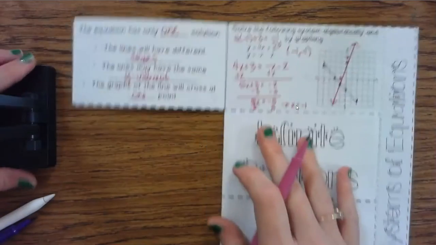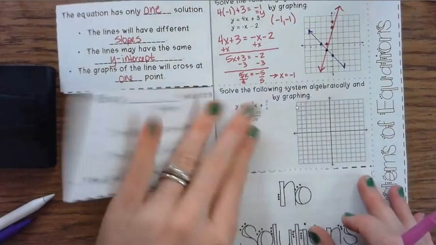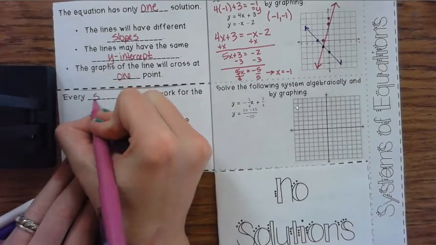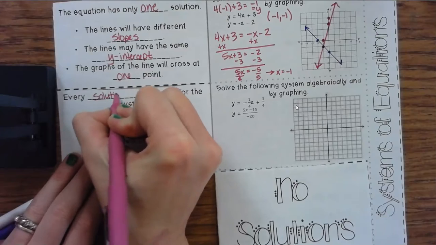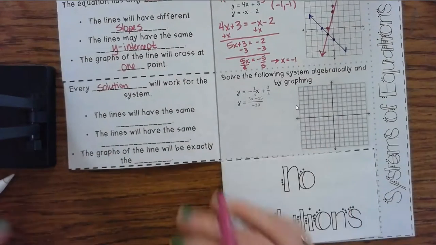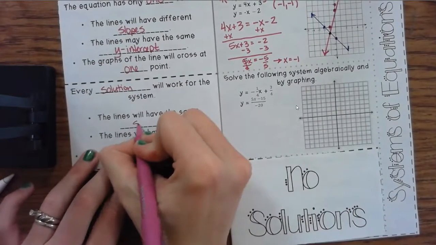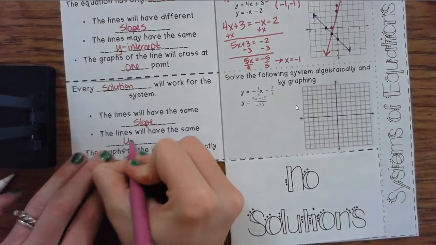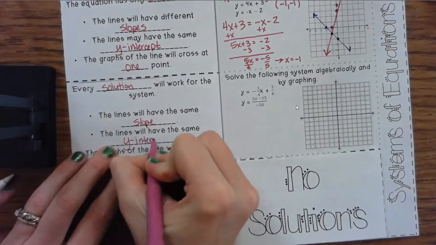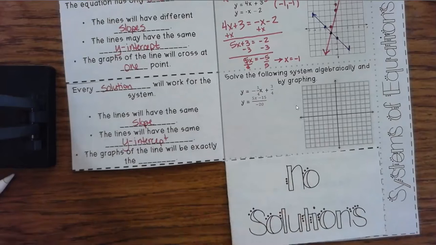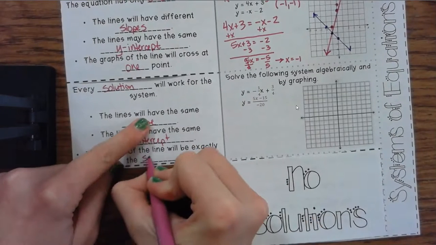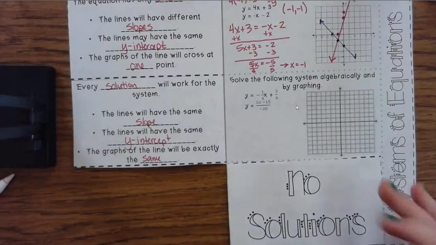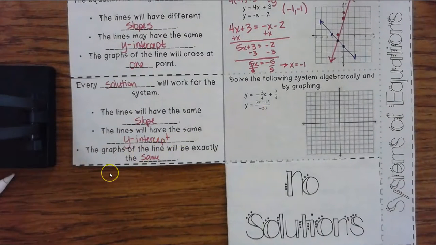So if you have infinite solutions, every solution will work for the system. The lines will have the same slope. The lines will have the same y-intercept. And the graphs of the lines will be exactly the same. And so for this one, I'm just going to graph my two lines here.